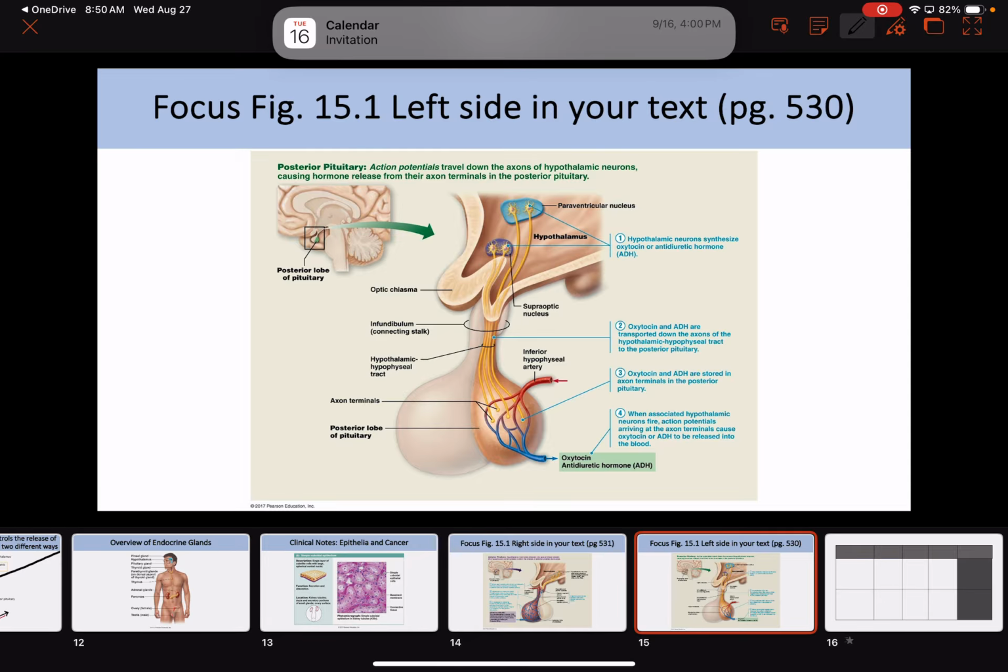This is how the posterior pituitary works. Okay, we have much longer hypothalamic neurons that are being sent all the way down to the posterior pituitary. There are no epithelial cells here. There's no portal system to manage this. Just the neurohormones get dumped right into the posterior pituitary and are sent out throughout the body.